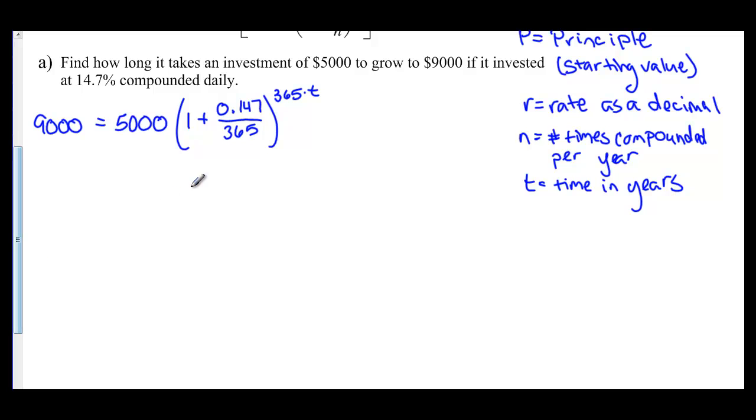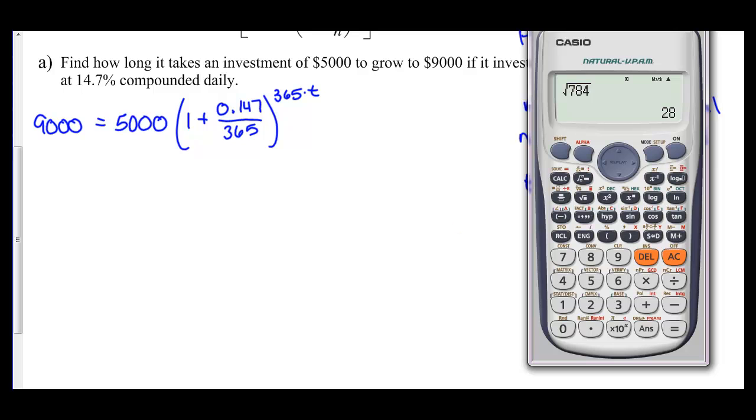So we've got 9,000 equals this 5,000 times 1 plus, again, that rate was converted over to a decimal, so 0.147 divided by 365 to the power of 365t. The first thing we want to do is move this 5,000. Our goal is to have a base to a power by itself. And this 1 plus 0.147 over 365 is just a number, so we can find its decimal equivalent really quickly.